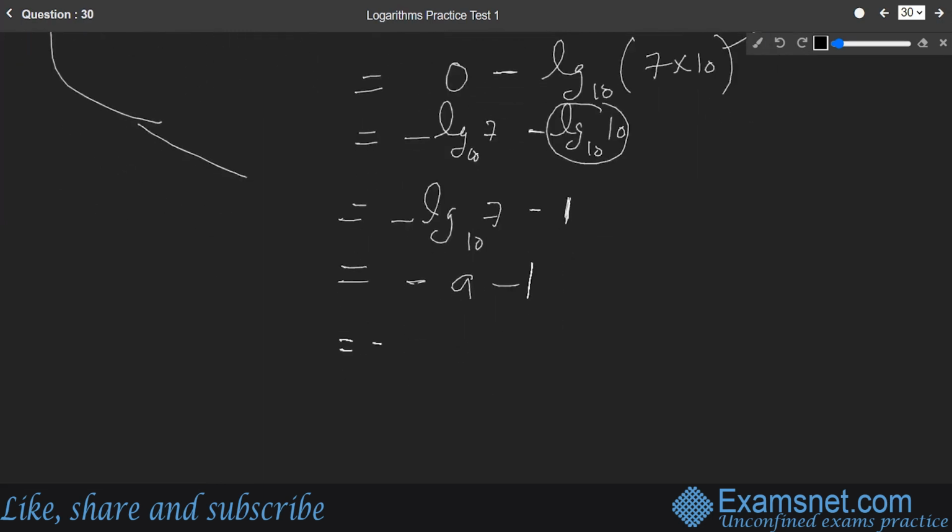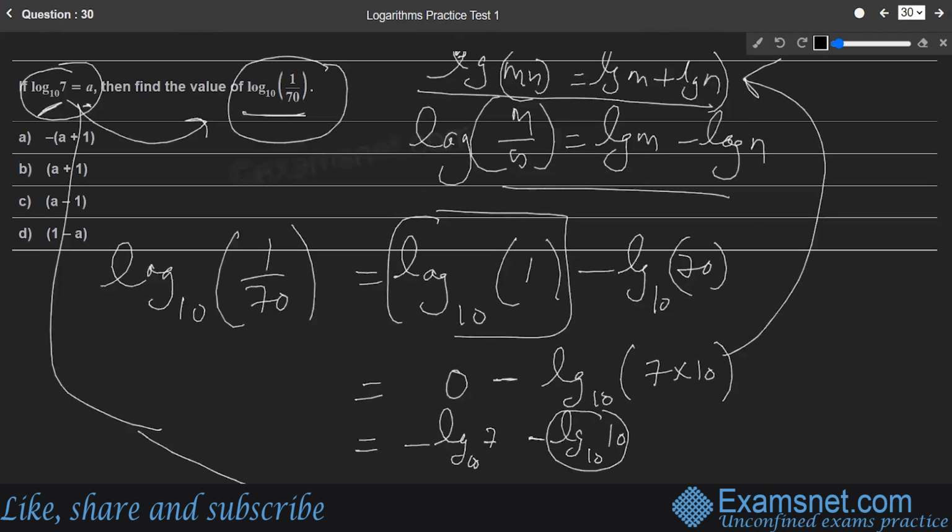Now if we take the minus sign common, we reach minus of A plus 1. So that should be our final answer, minus of A plus 1, which is available in option number A and is the right answer for us.